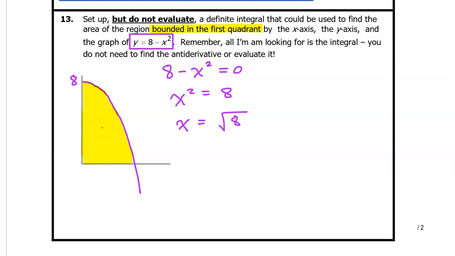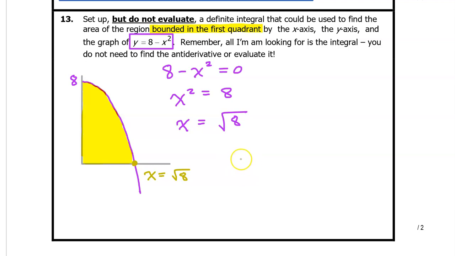Well, we're in the first quadrant. Everything's positive, so it's just radical 8. So that is the x-intercept right here. So this spot is at an x value of radical 8.